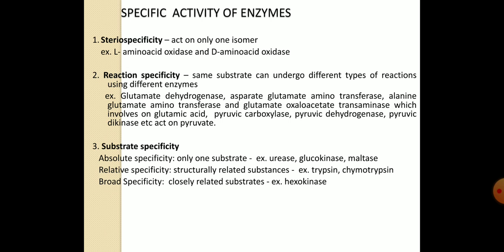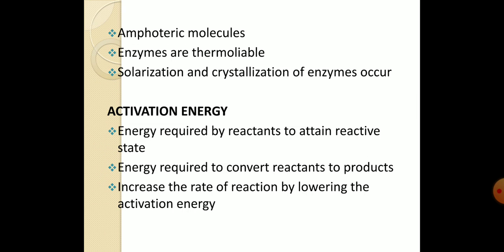The next one is substrate specificity. In that there may be different types of substrate specificity. One is absolute specificity. Here only one substrate is specific to one reaction. That may be urease or maltase, so like that. And the relative specificity, here a structure related to the substance will be specific. Example, trypsin. And generally the broad specificity, this is for closely related substances, that's hexokinase. So like that there will be more specific activity of the enzyme. That's stereospecificity, reaction specificity and substrate specificity.